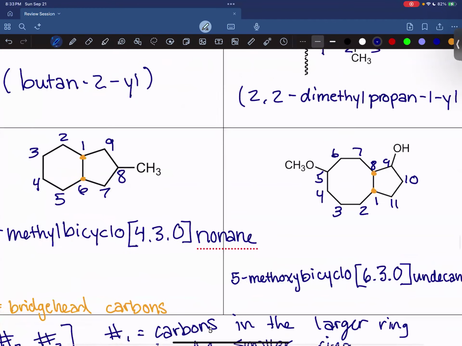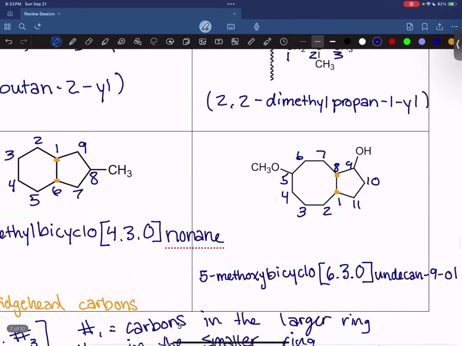Starting at the bridgehead carbon, we're thinking about 3 things. 1, we have to start at a bridgehead carbon, 2, we have to go around the larger ring first. But then 3, we also have a functional group here with this alcohol. We want to make sure that it has the lowest numbering scheme. So I'll really quickly go around the other way and show what that would look like, always starting at these bridgehead carbons, of course.